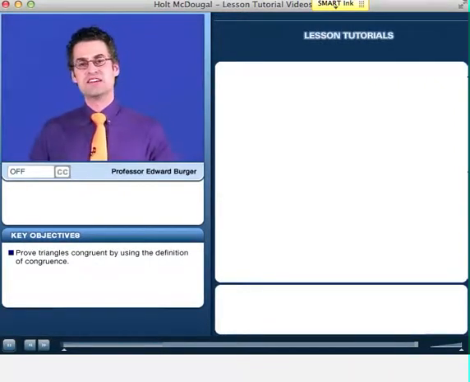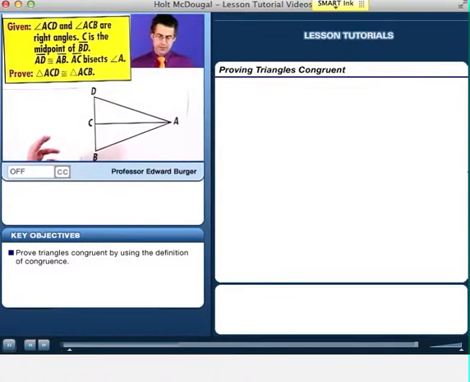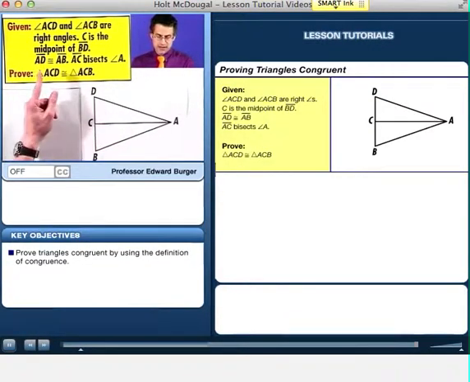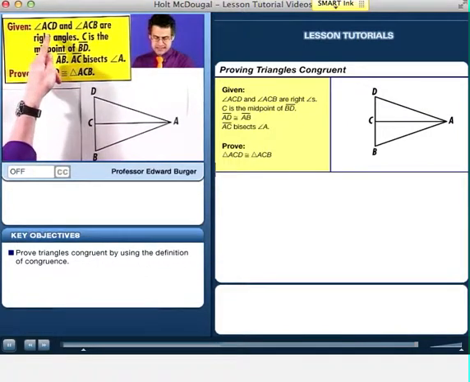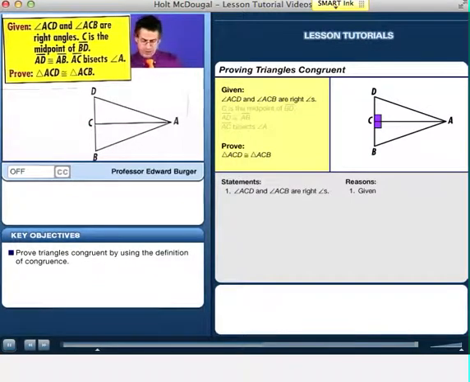All right, let's see if we can actually prove a theorem. So, with a theorem, we'll have some given part and then the challenge of what, in fact, we're asked to prove. In this case, we're given a lot of information. We're told that angle ACD, let's see where that is, ACD, and angle ACB, these two angles are right angles. So I'm going to mark them in.